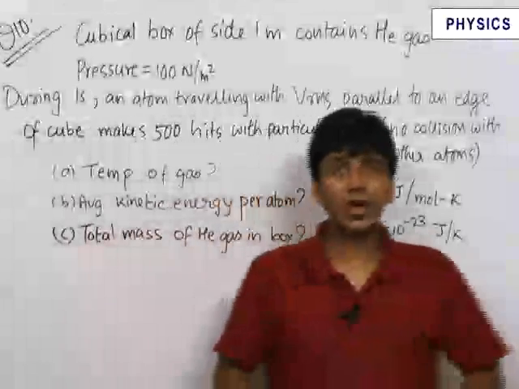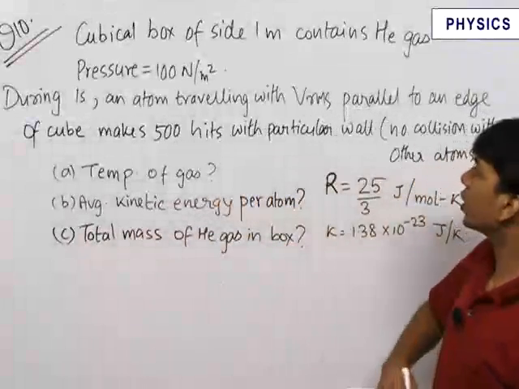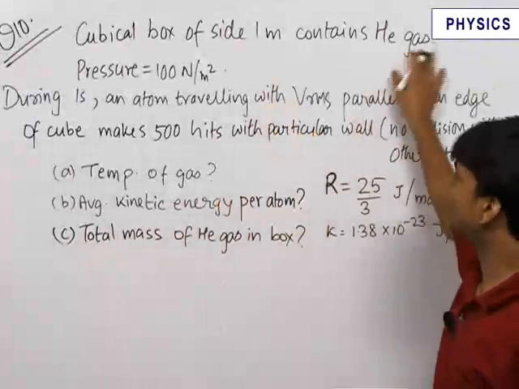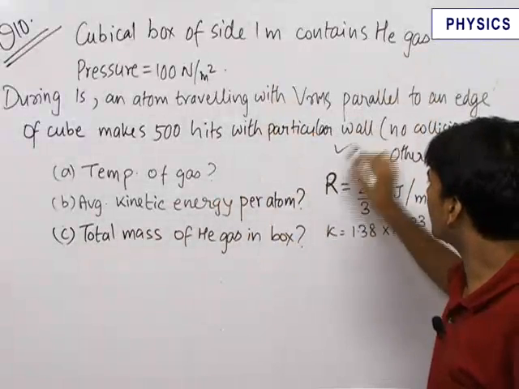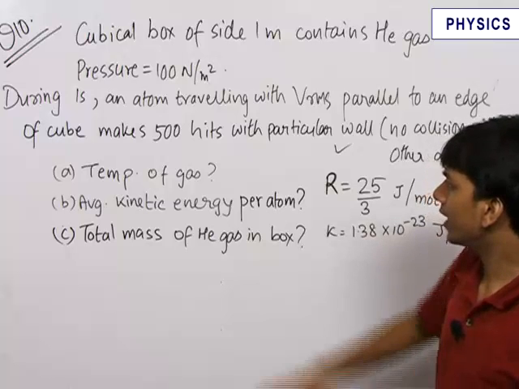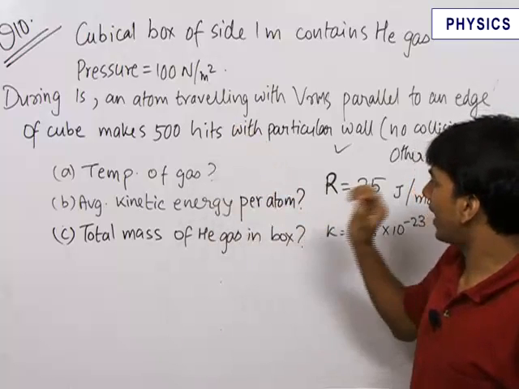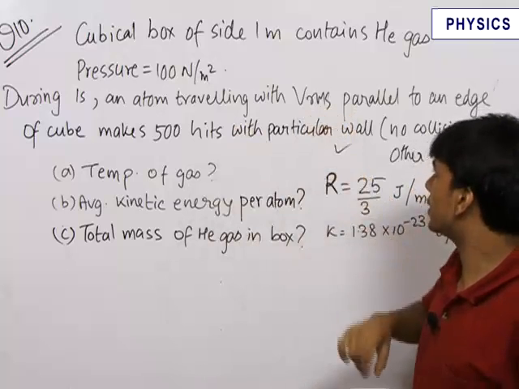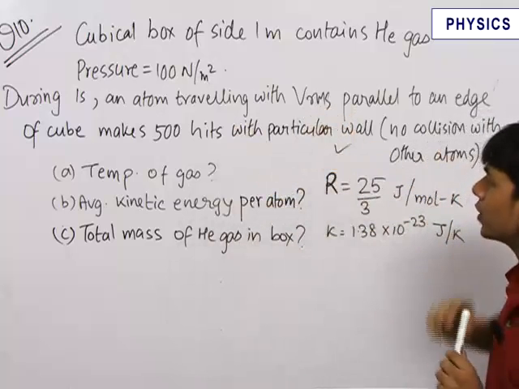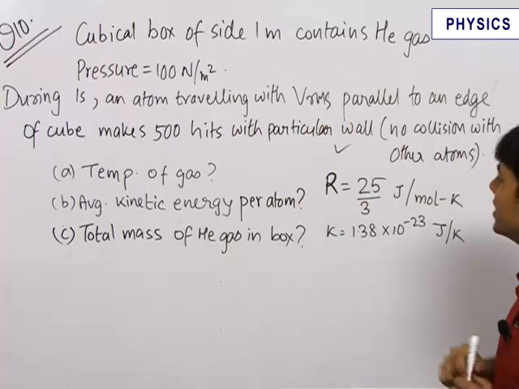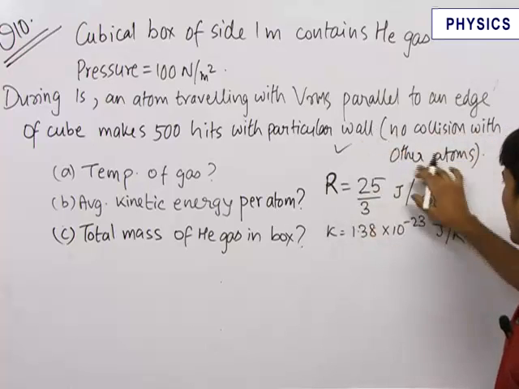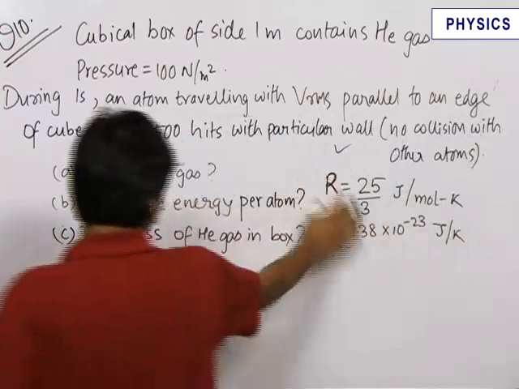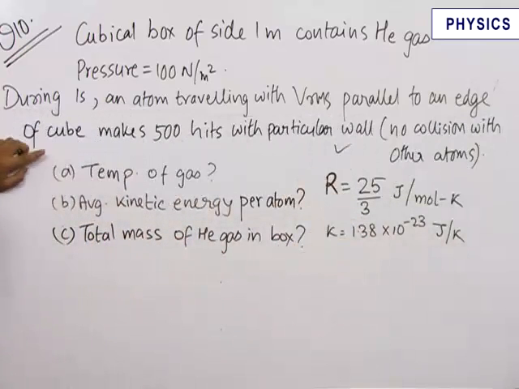In the 10th question, we have been given a cubical box of side 1 meter that contains helium gas. The pressure of the gas is given, and we have important information that during 1 second, an atom traveling with an RMS speed parallel to one of the edges of the cube makes 500 hits with a particular wall, with no collision with other atoms, and the other values of R and k are given. We need to find out firstly the temperature of the gas.